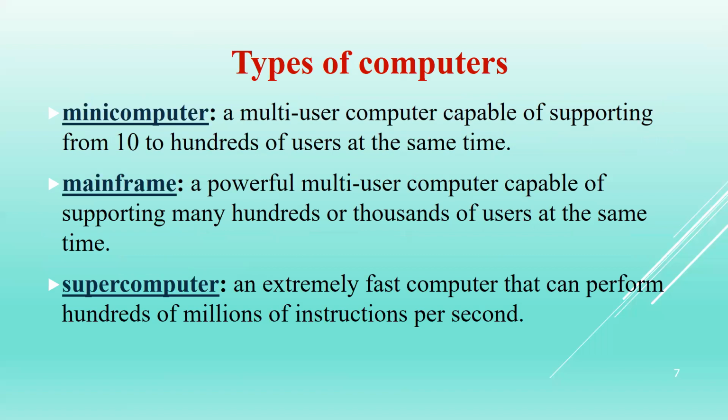Then the next one is our mainframe. The mainframe is a powerful multi-user computer capable of supporting many hundreds or thousands of users at the same time. And the next one is our supercomputer. It's an extremely fast computer that can perform hundreds of millions of instructions per second.